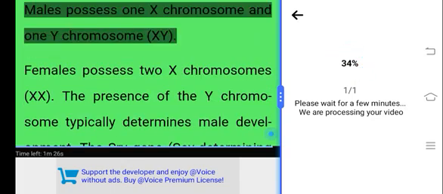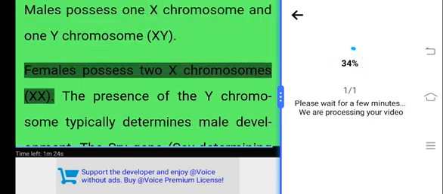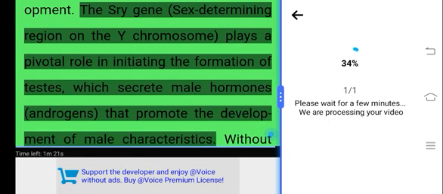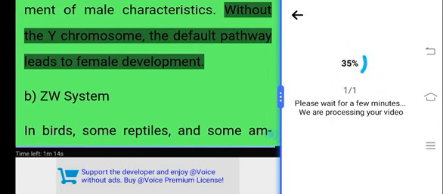In this system, males possess one X chromosome and one Y chromosome, XY. Females possess two X chromosomes, XX. The presence of the Y chromosome typically determines male development. The SRY gene, sex-determining region on the Y chromosome, plays a pivotal role in initiating the formation of testes, which secrete male hormones, androgens, that promote the development of male characteristics. Without the Y chromosome, the default pathway leads to female development.